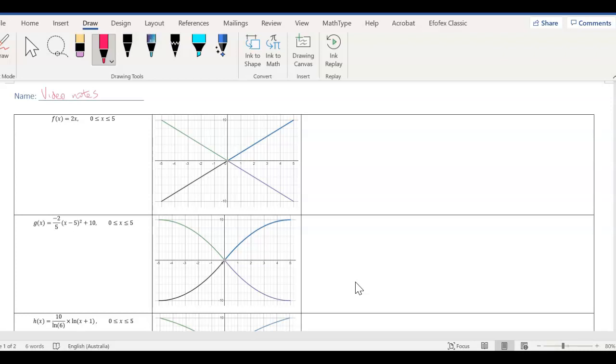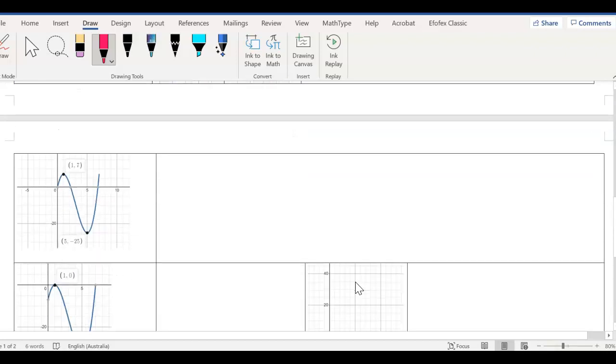So for example, you might want a certain turning point, you might want it to go through a certain x-intercept, or to have a certain y-intercept, things like that. So how to draw your graph, but not just that, how to get the equation of that graph.